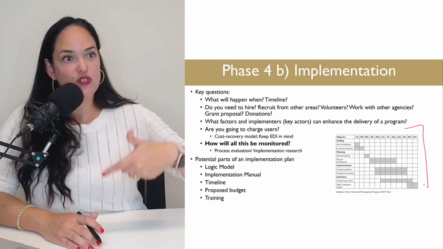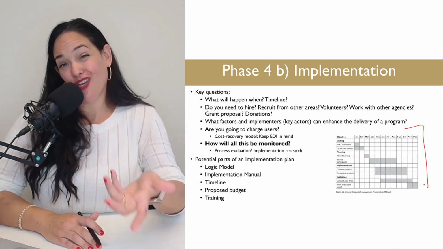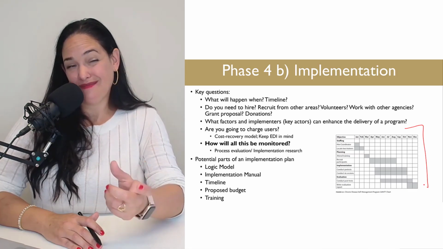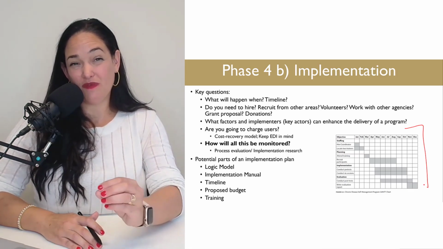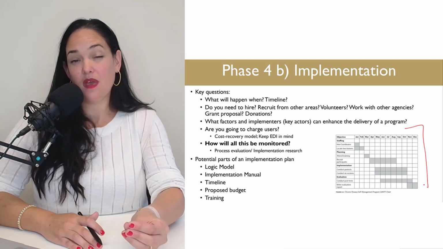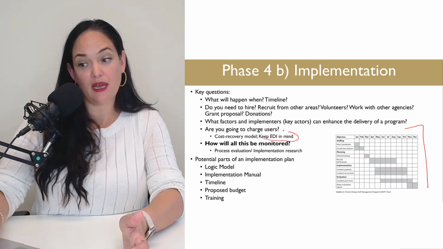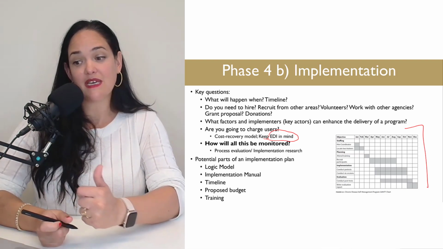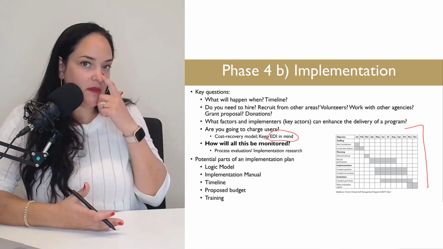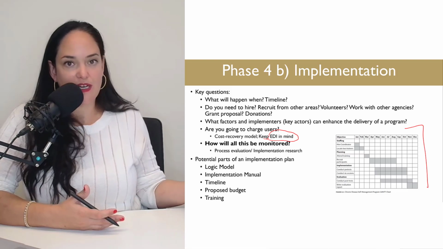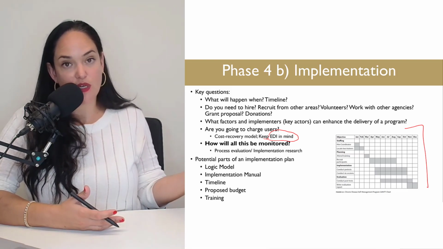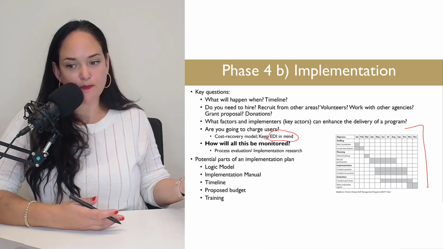How are you going to pay for it so you can keep rolling it out? Are you going to charge something? Ideally, you charge something very nominal, very minimal, so it's not just rich people that can afford it. You want to keep equity, diversity, and inclusion in mind. And you also want to think about how you are actually going to monitor the whole thing, and how you are going to make sure it rolls out properly.